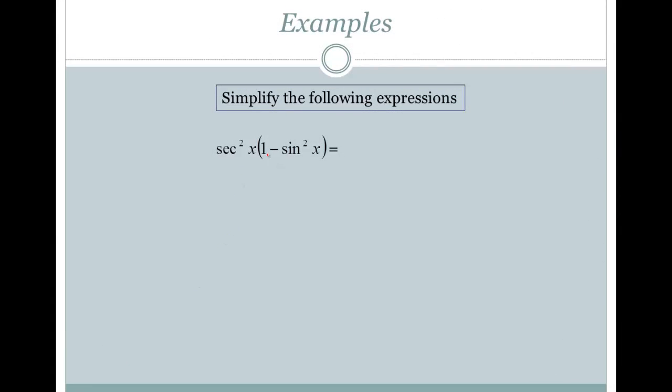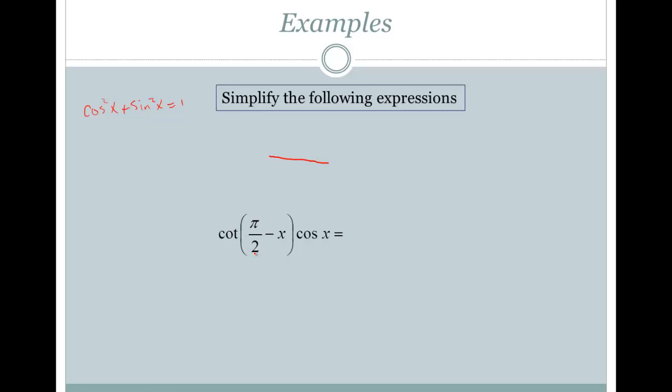We've got secant squared times 1 minus sine squared. Again, this is a Pythagorean identity. Oftentimes we're going to see it as 1 minus sine squared or 1 minus cosine squared, but the Pythagorean identity is cosine squared x plus sine squared x is equal to 1. And so this part right here can be replaced with cosine squared. So I have secant squared, which is 1 over cosine squared, times cosine squared, and that will simply equal 1.